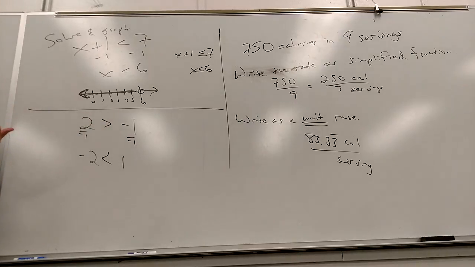What does the sign do when I multiply or divide by a negative? This inequality has to flip. Because when I multiply by a negative, I change the side of zero that the number is on. So therefore, all the relationships flip. Please let that make sense.